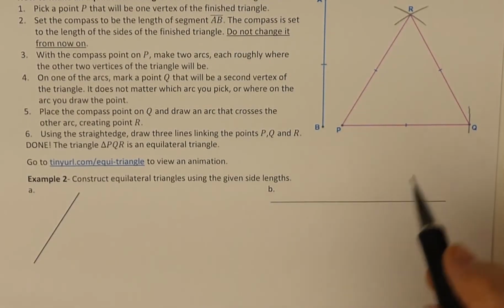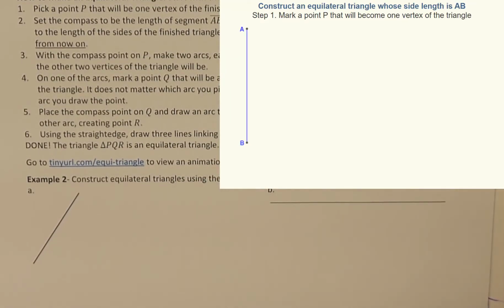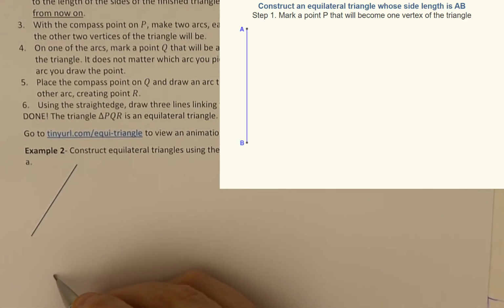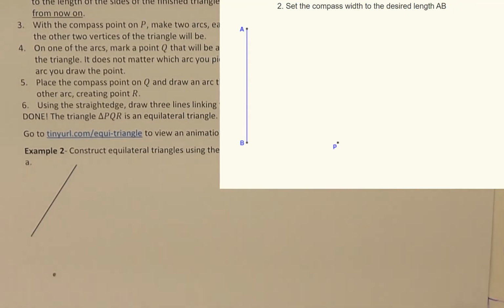I'm going to have this playing in the background while we do this because this is really quick and really easy. So the first thing we're going to do is make a point that's going to serve as one of the vertices on our new triangle. So I'm going to slide this up here, and I'm going to do this point right here. Now I made this a little fatter than I probably need to.